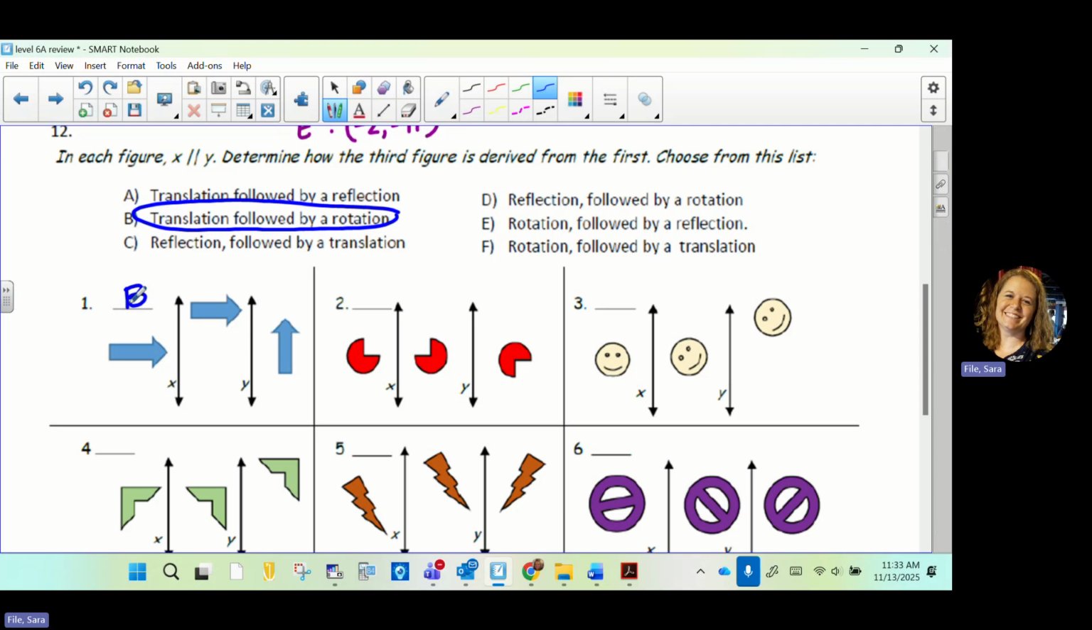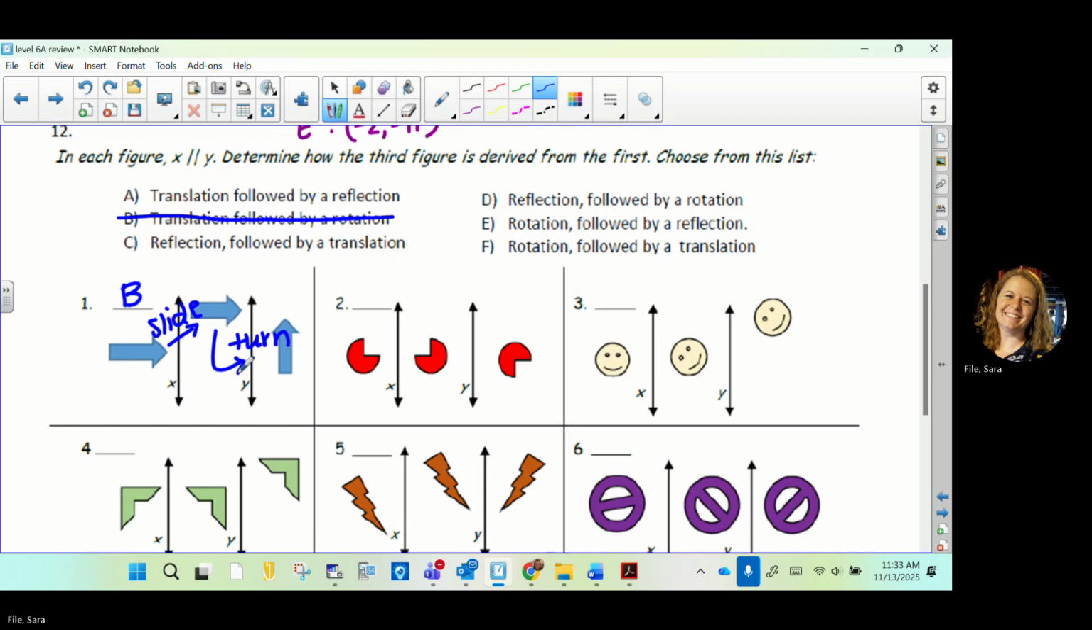I don't know if you want to circle that or maybe mark it out. So we've used B. Man, I'm really good at drawing straight lines. We've used B. Translate, or slide, then turn. So they slid it up here and then they turned it.